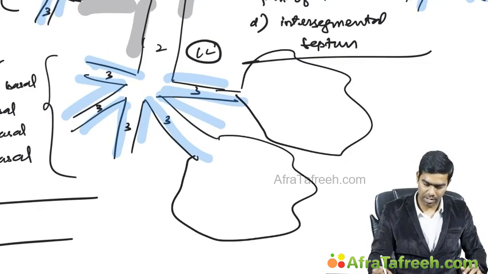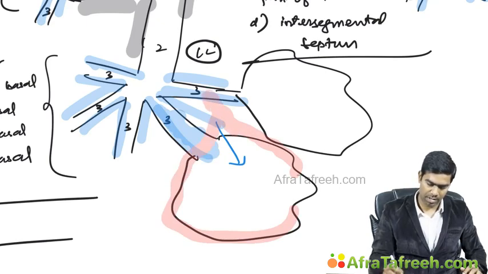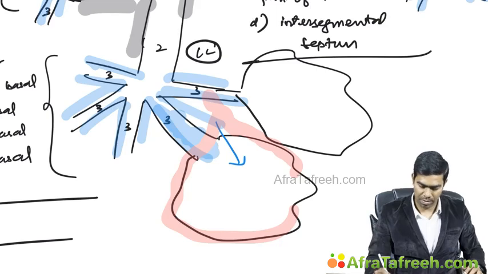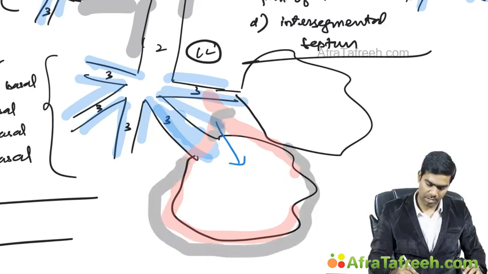they will have a separate pulmonary artery. Already they have a separate segmental bronchus, and they will be drained by a separate intersegmental part of the pulmonary vein, and they are going to be surrounded by an intersegmental septum as a whole.